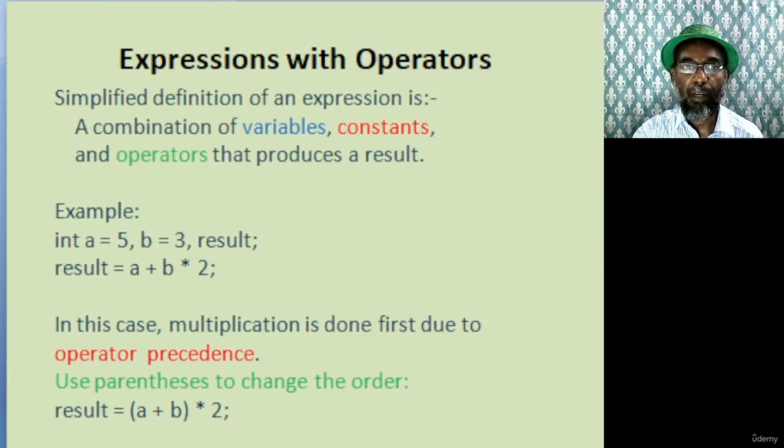Next is expressions with operators. So what is an expression? A combination of variables, constants, and operators that produces a result. Let's look at an example. Int a is equal to 5, b is equal to 3, comma, result, then semicolon. Result is equal to a plus b asterisk 2, semicolon. Here multiplication happens first because of precedence.